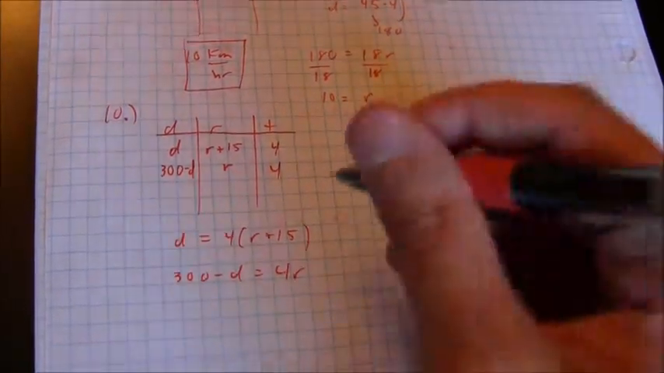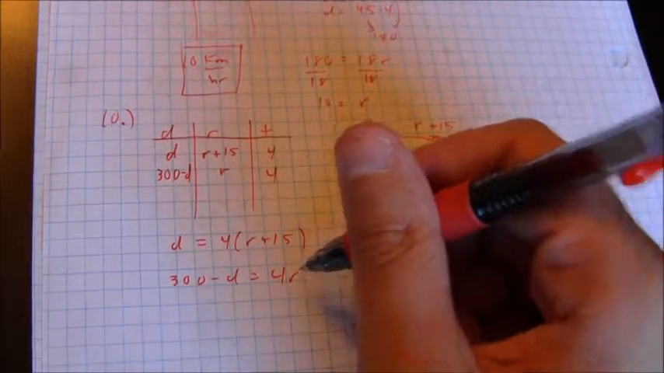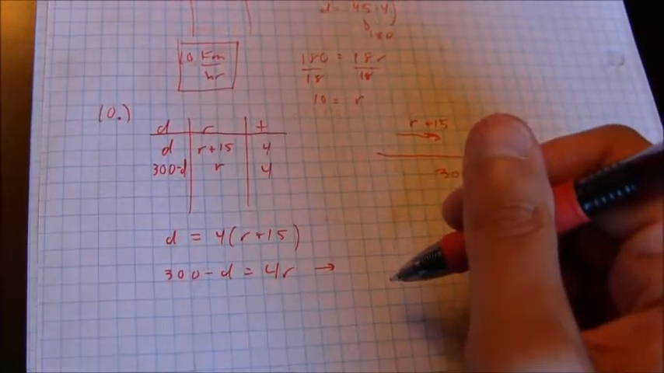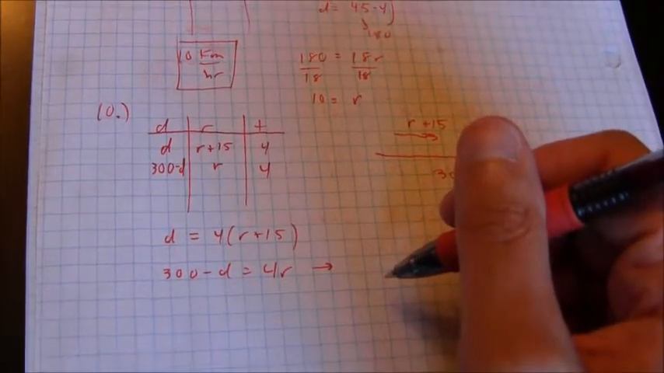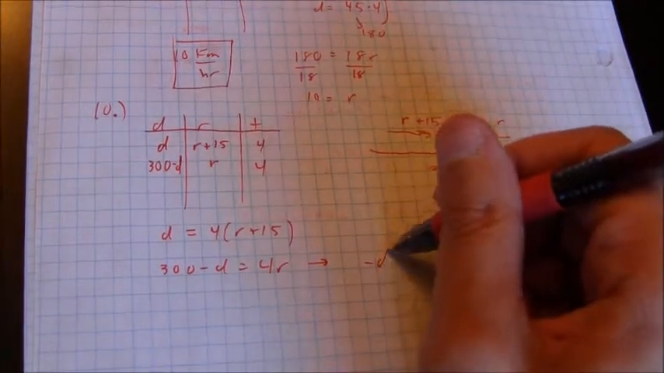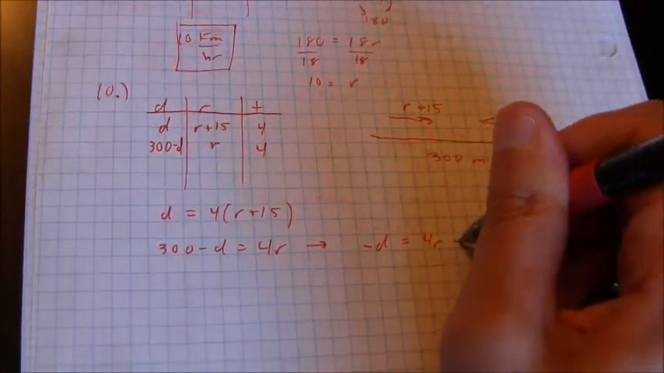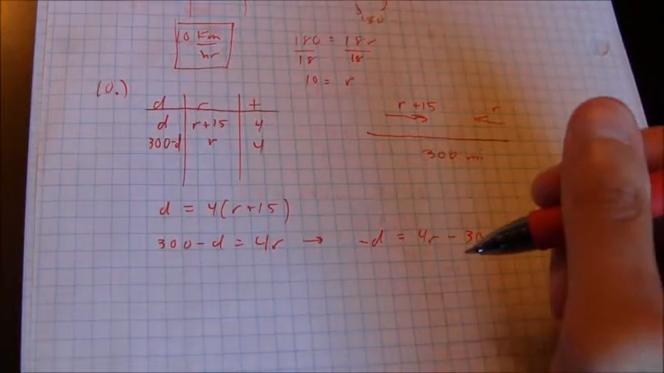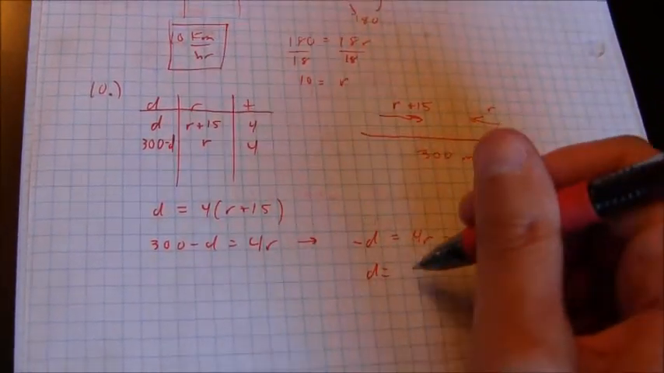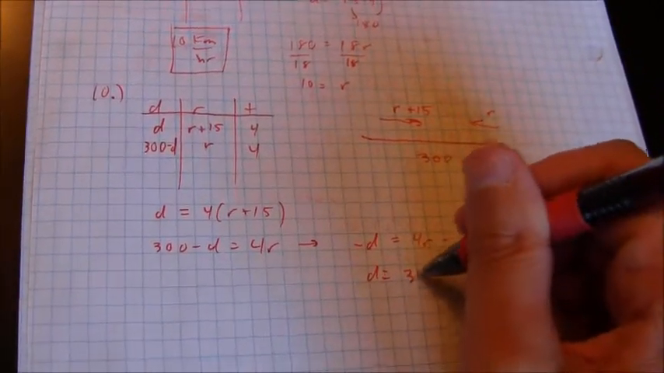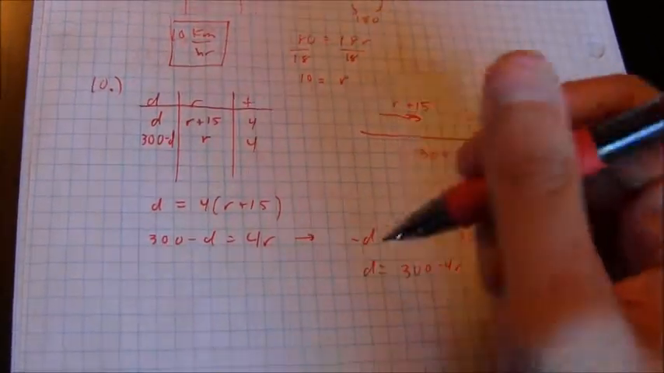We can do all kinds of things. I think I'm going to solve this equation here for D, and I'll just replace it in the other equation. So let's see, I can subtract 300 from both sides. That's going to be negative D equals 4R minus 300. I'm going to divide both sides by negative 1. I find out that D is equal to 300 minus 4R.